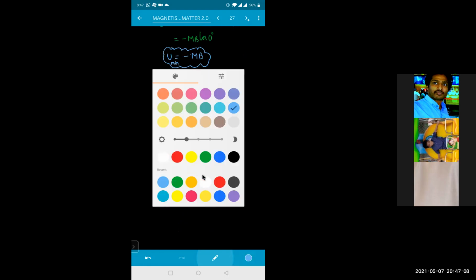Now if I take theta equal to 180 degrees, let's imagine what happens. Say this is your bar magnet like this. This is the magnetic field I'm taking, say B bar. Now keeping the bar magnet in such a way that this is the south pole and this is the north pole.